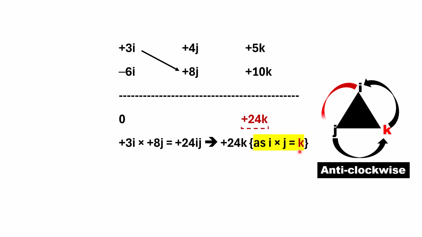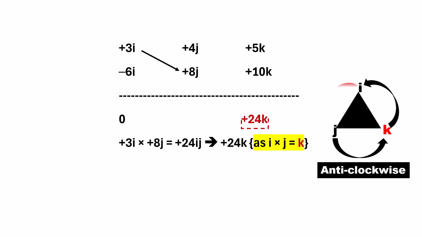k. So we get 24 ij, and ij is k. Multiplying any two vectors gives you the third vector. i into j will be k, and plus k, because we are moving i to j anti-clockwise. So we have got plus 24k. We write it in the position of the k column, plus 24k.